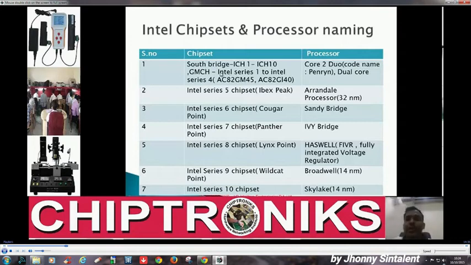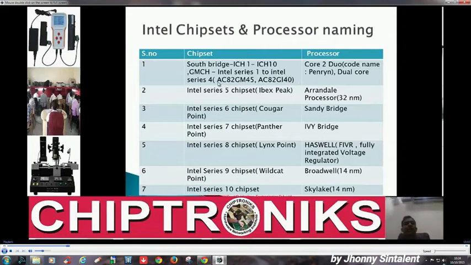Bridge, then you have to type something like this: Intel series 1 chipset, Intel series 2 chipset, Intel series 3 chipset, Intel series 4 chipset. That is, from Intel series 1 to 4, all of them are GMCH, graphics memory controller hub. And examples of North Bridges are AC82GM45 and AC82GL40.